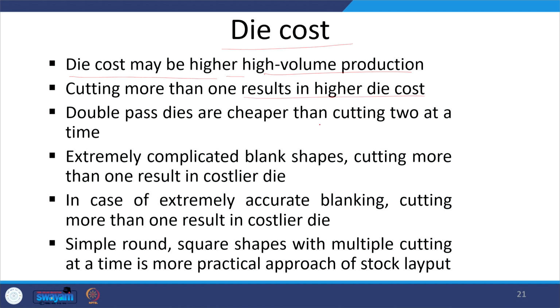Double pass dies are cheaper than cutting two at a time. For extremely complicated blank shapes, cutting more than one results in a costlier die. In case of extremely accurate blanking, cutting more than one also results in a costlier die. Therefore, simple round and square shapes with multiple cutting at a time is a more practical approach to stock layout for producing the blanks. So, now I will summarize this presentation.